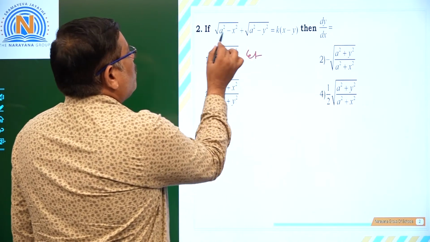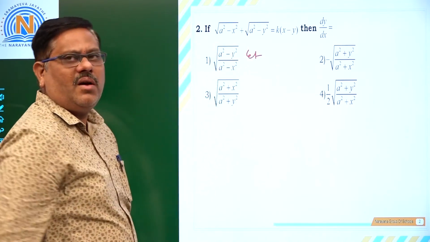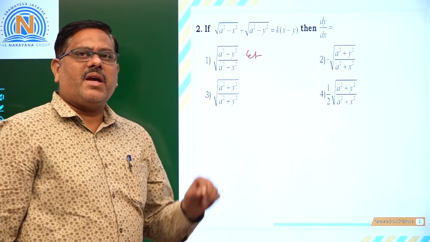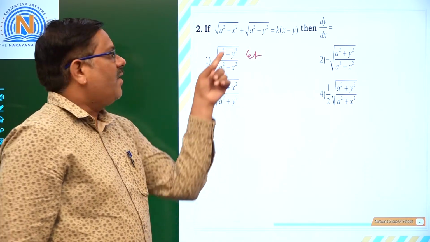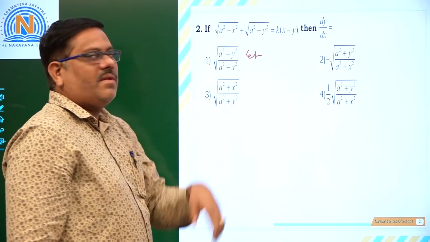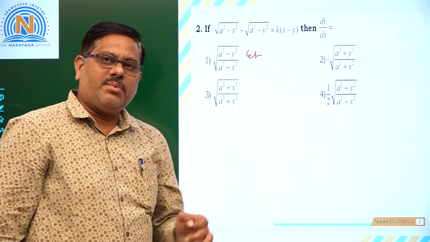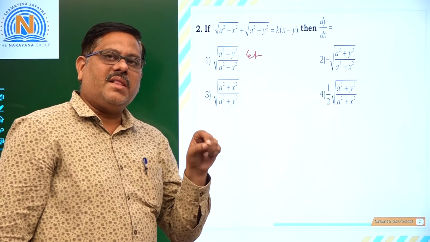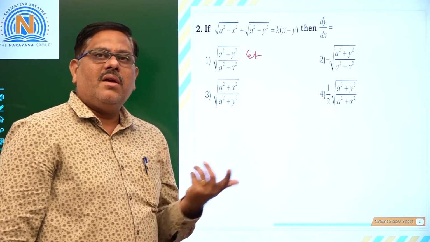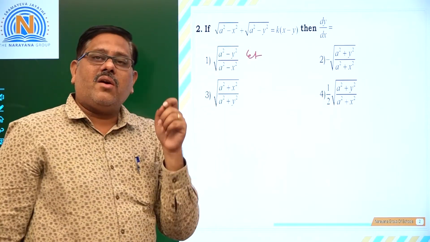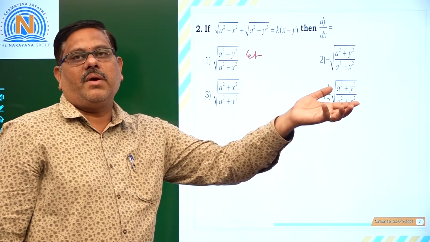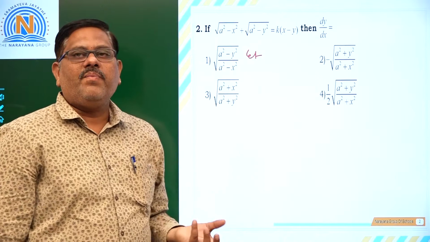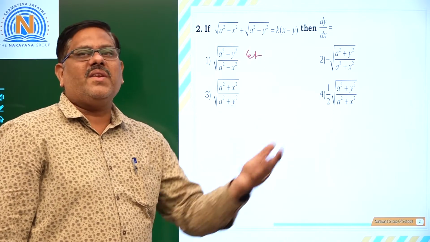If at all you have root over a square minus x square, always remember you take x as either a cos theta or a sin theta. Whenever you have a function of the kind root over a square minus x square, the best substitution is either x is a sin theta or a cos theta. Why? If you take x as a cos theta or a sin theta, under root of that becomes a perfect square, meaning the root will be removed easily. Once the root is removed, the answer is very easy.